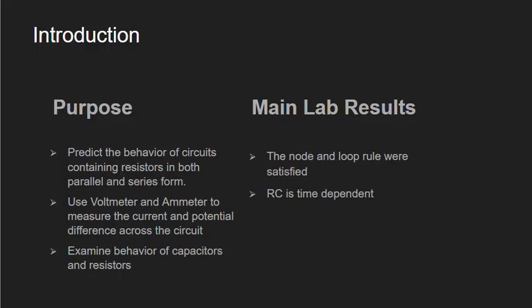So the purpose of this experiment is to predict the behavior of circuits containing resistors in both parallel and series form. That's pretty much what we've been doing in class for the past couple of weeks. We're going to be examining the behavior of capacitors and resistors using the voltmeter and ammeter to measure those currents and the potential difference across the circuits. The node and loop rule were satisfied. Our data really backed that up, and then we also found out that the RC was time dependent.